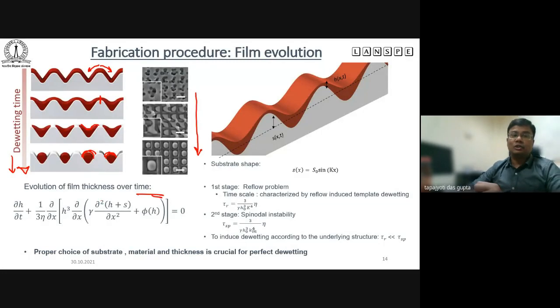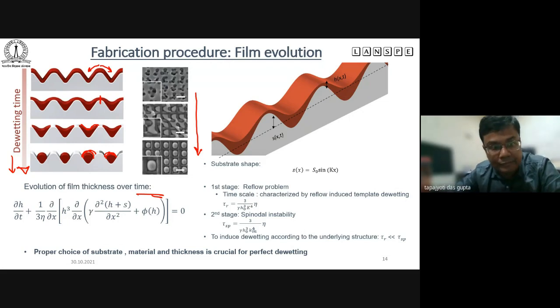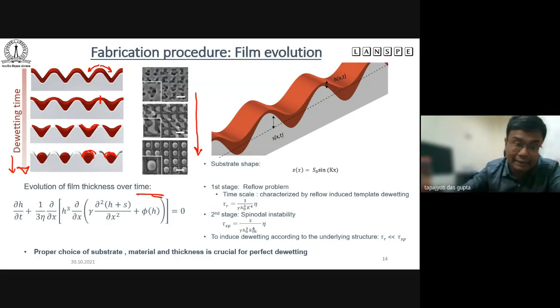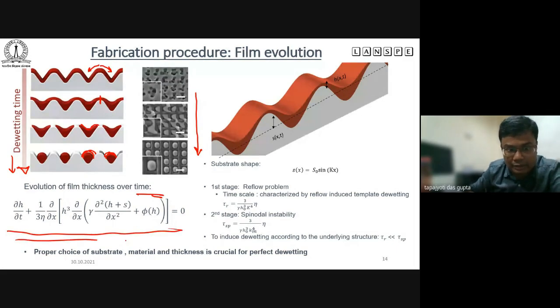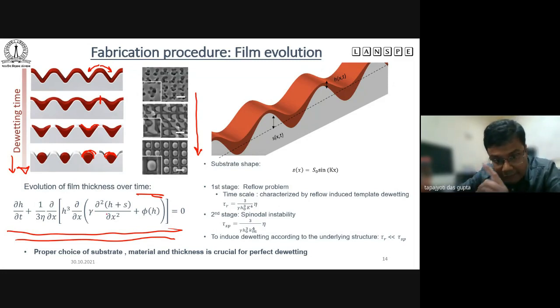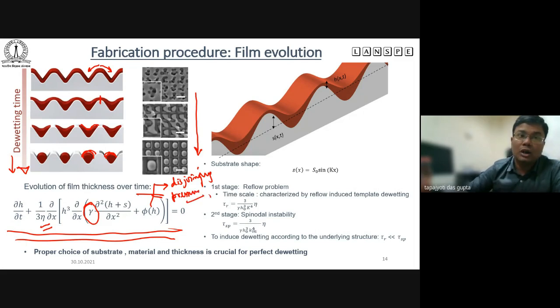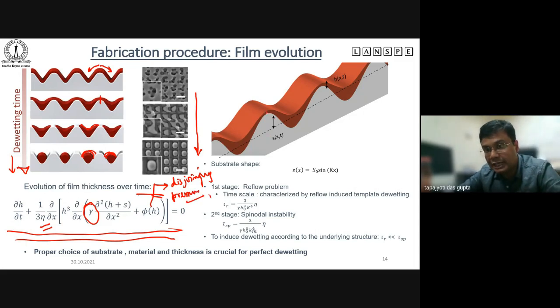If you use the Navier-Stokes equation and try to solve this problem, the evolution of the film thickness over time follows this equation. It is a very simple equation, or maybe very complex, but what I want to show you are the few important parameters. One is gamma, the surface energy or surface tension between the fluid and the substrate, the viscosity, and the initial thickness. And then there is what we call the disjoining pressure, phi of h, which takes into account the interaction between the chalcogenide fluid and the substrate, the van der Waals force of interaction.